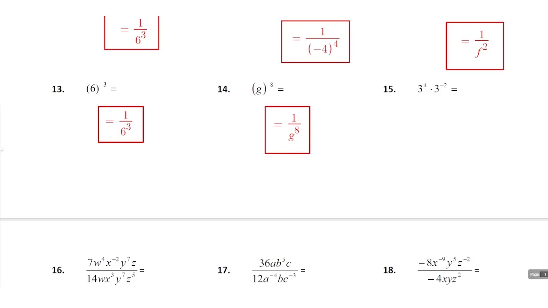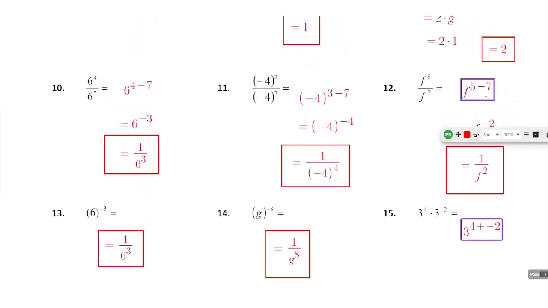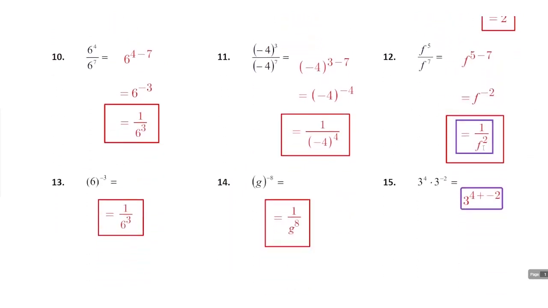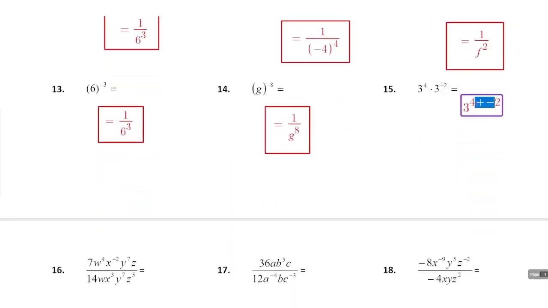Number 15, we're going to add those exponents because we are multiplying two powers with the same base. So this will be 3 to the power of 4 plus negative 2. We had another problem like this. Which one was it? Number 9. Whenever you're adding a negative, that's the same thing as subtracting. So I can just write this as 4 minus 2. 4 minus 2 is 2. And while I am okay with you just leaving it as 3 squared, this one is easy enough to do in your head that I think even without a calculator, you should be able to come up with just 9.